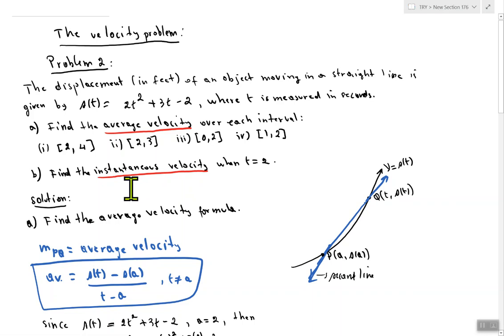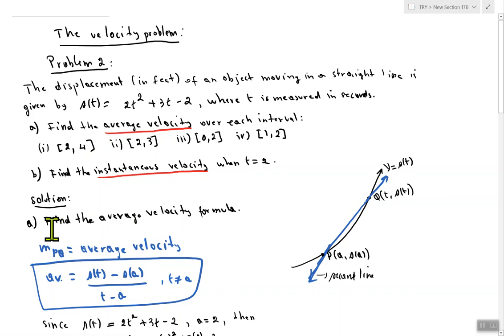The second question, which is a basic question, is to find the instantaneous velocity at t equals 2 seconds. Instantaneous velocity is the velocity at a given time, an instant. Like here, what was the velocity of the object when time was 2 seconds? Average velocity is the velocity between two times, for example between 2 seconds and 4 seconds. What was the average velocity?